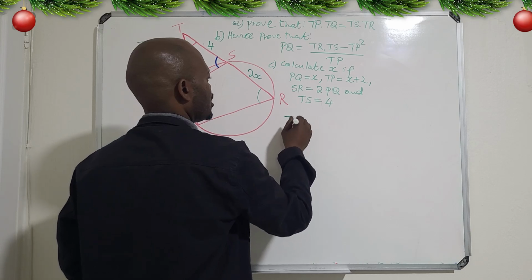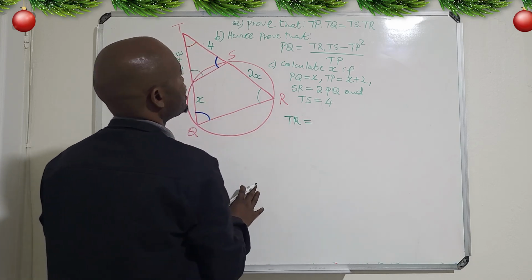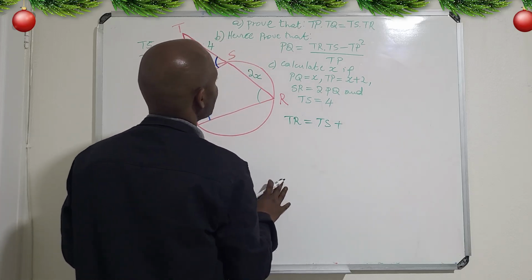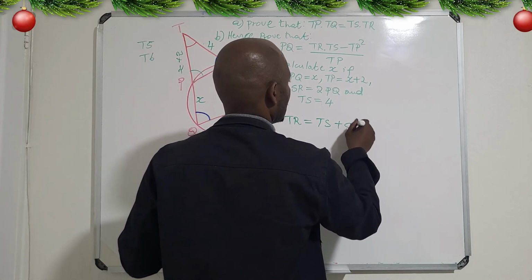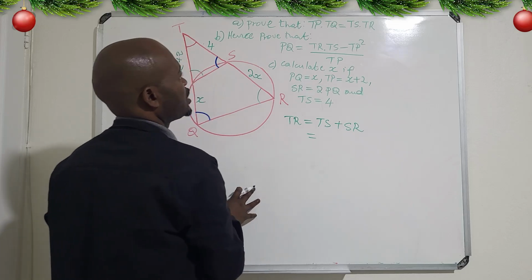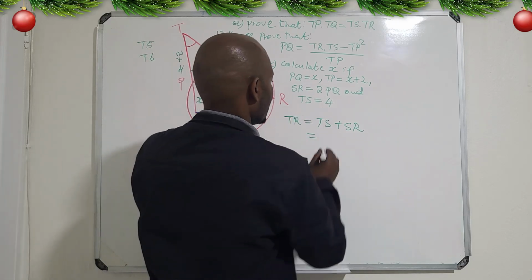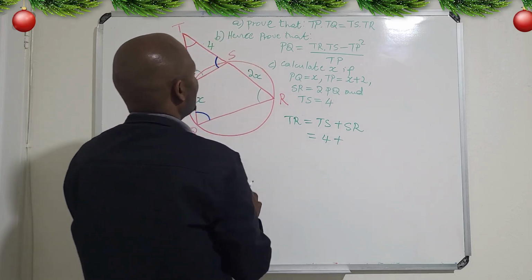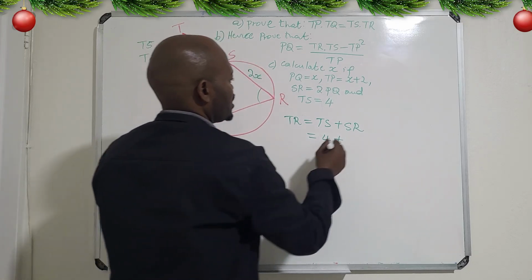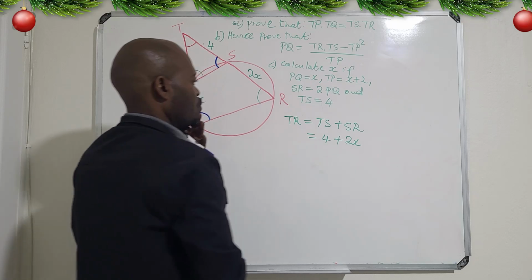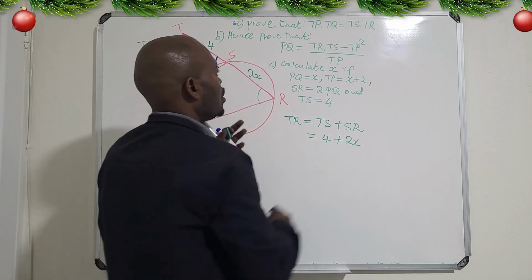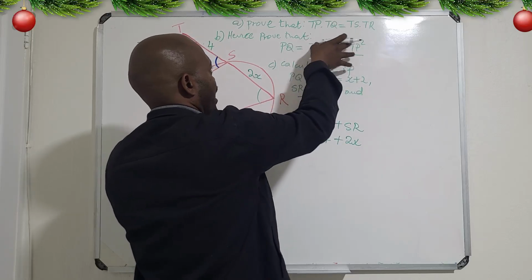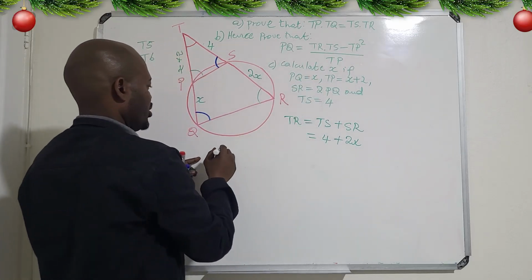Now, I must first find TR because the rest of these we do have. TR is equal to TS plus SR. What is TS? TS you are given, it is 4, plus what is SR? We've just said it, it is 2x. Now, we can substitute what we are given here. What is PQ? PQ is X.